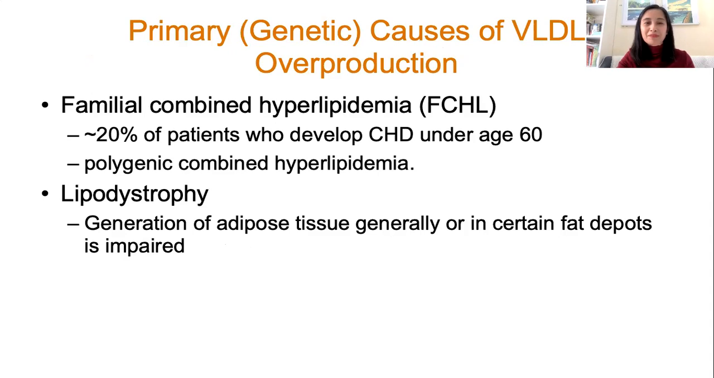You have your familial combined hyperlipidemia. Usually 20% of patients who develop coronary heart disease under the age of 60. You have your lipodystrophy, where generation of adipose tissue, generally or in certain fat depots, is impaired. So usually they have a different body composition.